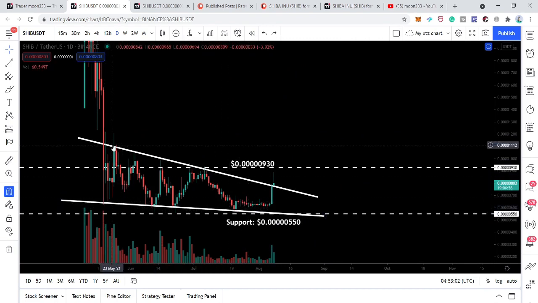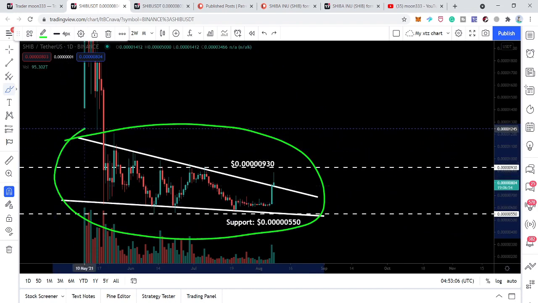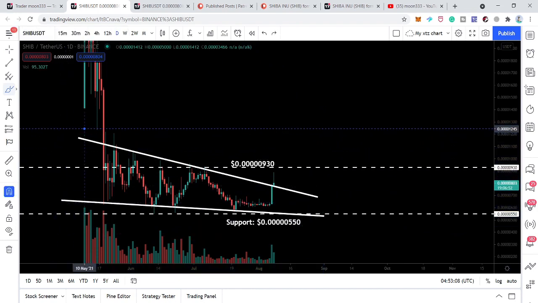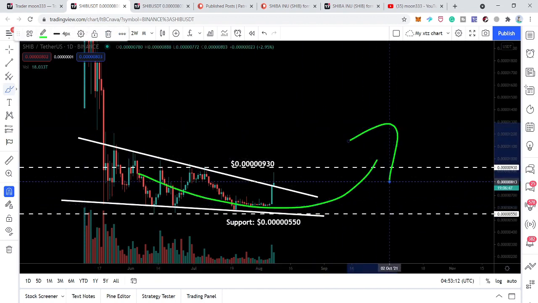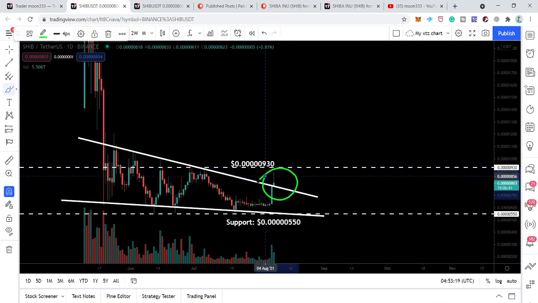Therefore, this movement of the support has changed the formation, and now it has changed from down channel to the falling wedge pattern that is considered as a bullish reversal. And right now you can see that the price action is breaking out the resistance of this falling wedge.